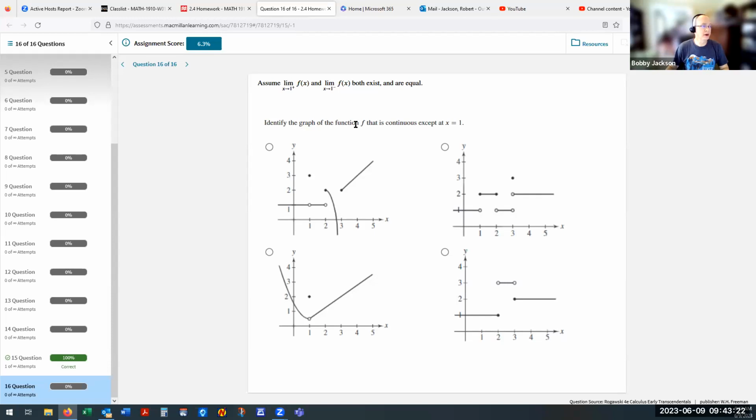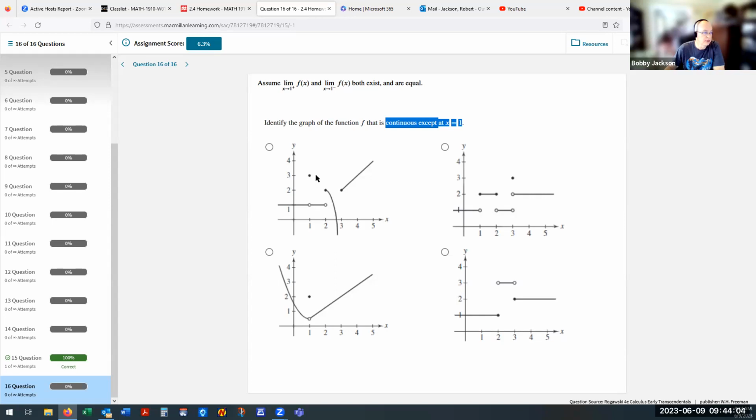So here's what's important. Identify the graph of the function f, with this condition that it is continuous except at x equal 1. Well, it turns out that that one statement really gives the answer away. In other words, it's saying continuous except at x equal 1 means everywhere else other than x equal 1, it has to be continuous. Let's take a look at this function here. It's clearly not continuous at 1 because we see the limit, although it exists and is equal to 1, is not equal to the value of the function at 1, which is 3, right? F of 1 is 3, but the limit as x approaches 1 is 1.